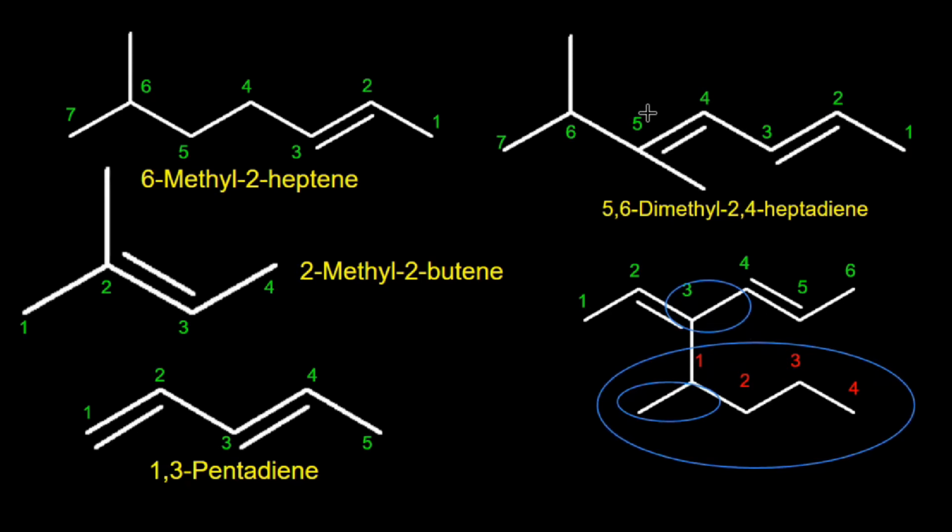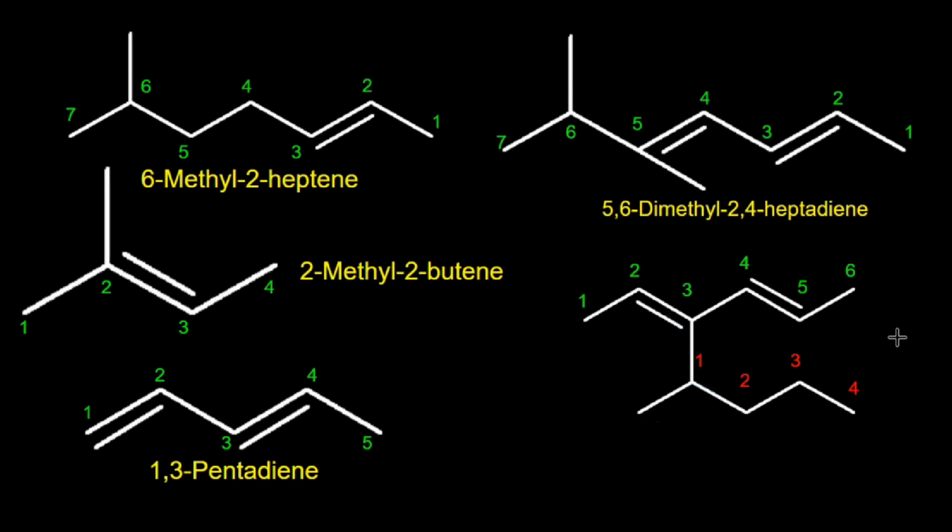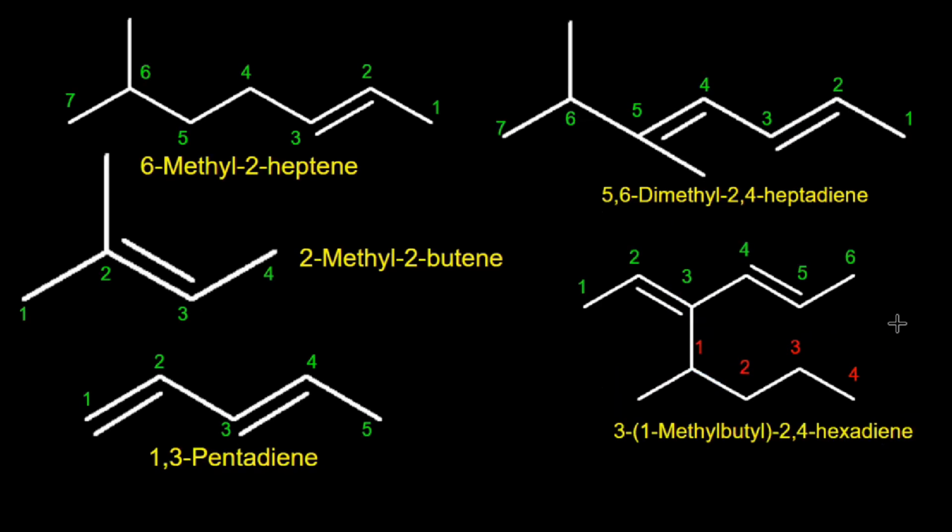So name of molecule would be generated as 3-(1-methylbutyl)-2,4-hexadiene, right? So consider another example which contains a substituent having a double bond, right? For such a substituent, you again have to number the substituent part 2, right? And numbering would be started from that carbon which is attached to the heading part.